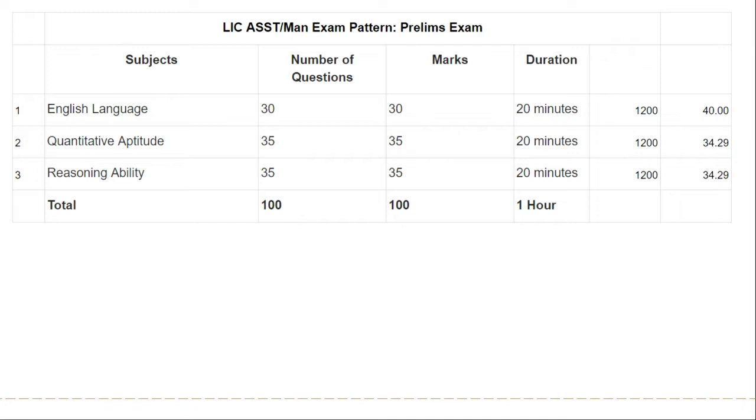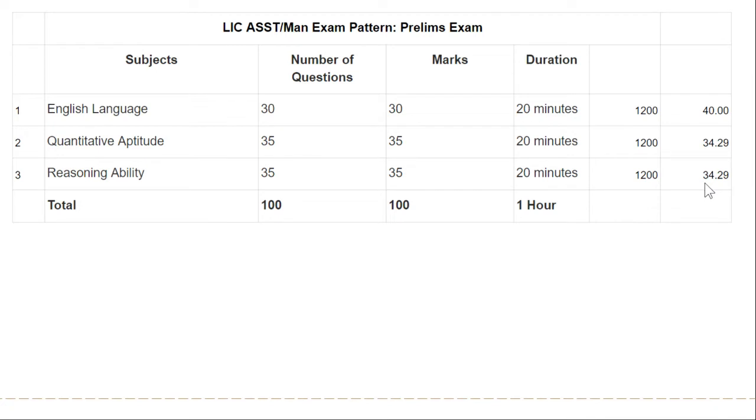From English we have 30 questions, 30 marks, and 20 minutes. There is QT with 35 questions, 35 marks, and 20 minutes. Reasoning ability has 35 questions, 20 minutes. In English we get only 40 seconds to attempt one question. For QT we do not get 35 seconds, only 34 seconds. Reasoning also has 34 seconds.